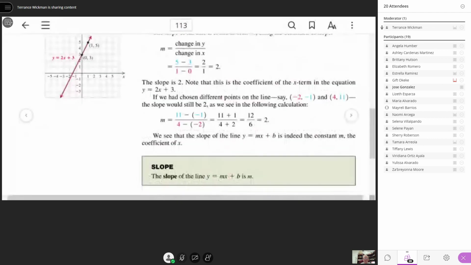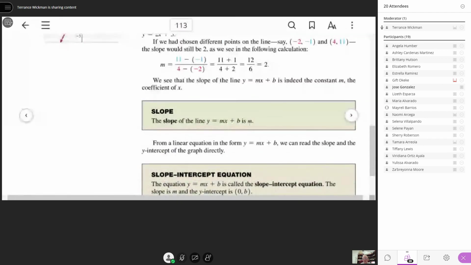Oh, slide down. This box here is the slope-intercept form of the line. What that means is the m is your slope and the b is the y-intercept.